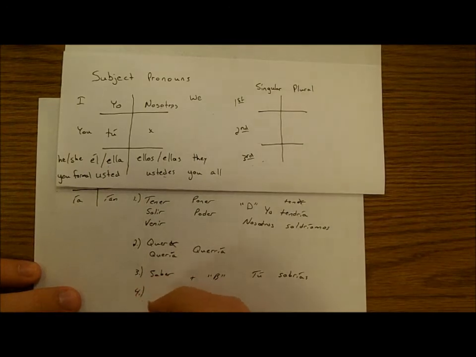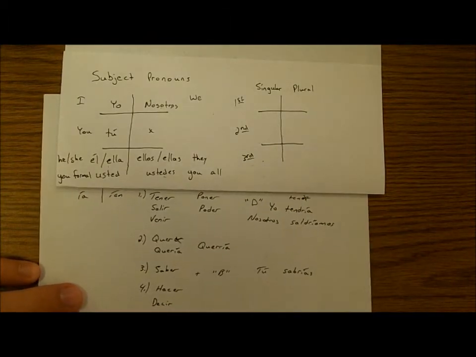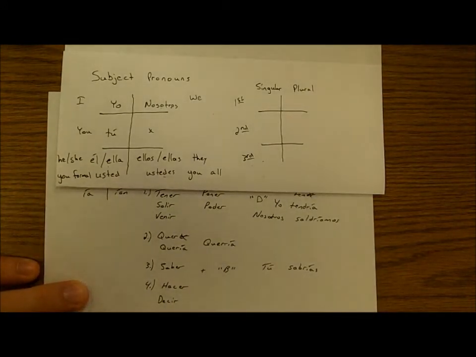Next set of irregulars is going to be hacer and decir. Now, these ones are going to be the most irregular out of all these other groups. Not only are you going to have to take off the ER and the IR like you've been doing, but you're going to have to change the C to an R.